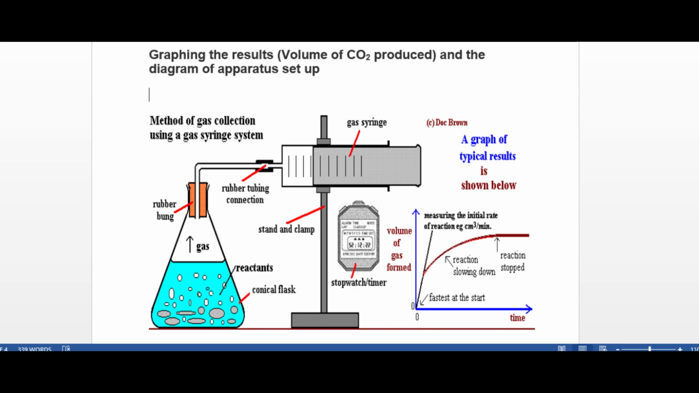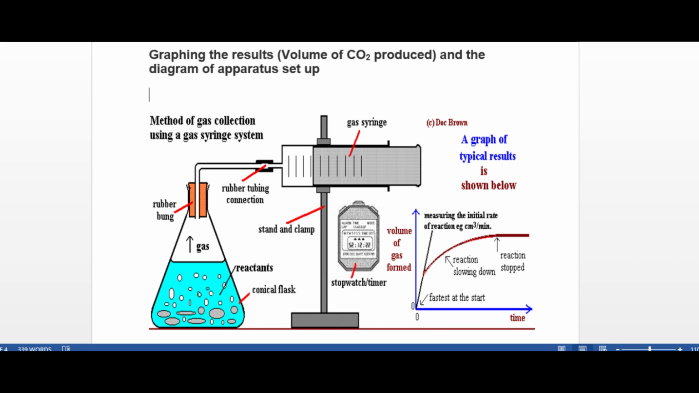First, I will explain the diagram which you can draw to support your answer. So here you see a conical flask which is tightly closed and a delivery tube is passed through its mouth, and on the other end a gas syringe is connected which is supported with the help of a clamp and stand. There is a stopwatch we have taken to measure the time.